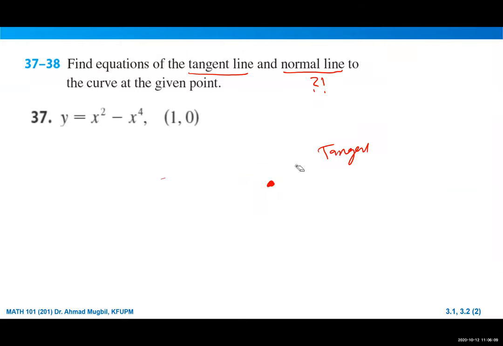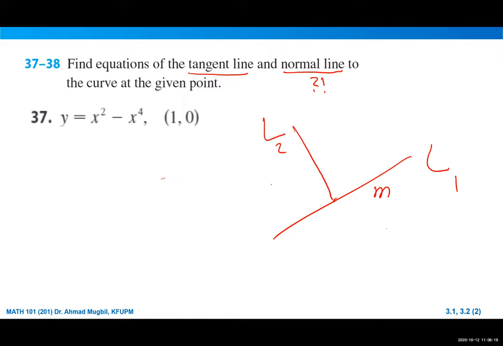Excellent. So you know the relationship between the lines. If you have a line, what is the relationship between it and the line that is perpendicular to it? If the slope of this one is M1, what will be the slope of this one? Negative 1 over M1, the negative reciprocal. So this is the idea. I think this exercise is easy, so we will not solve it completely.